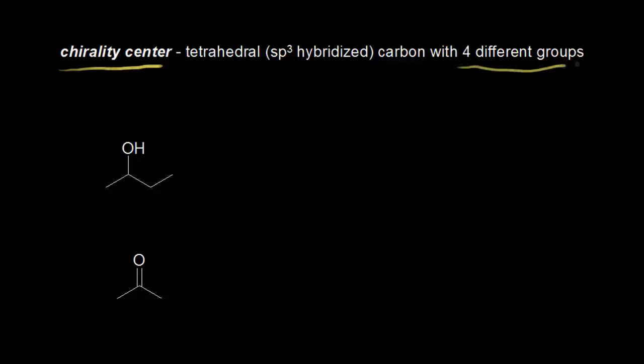Let's look for some chirality centers in these molecules, and we'll start with this alcohol here. I'm going to redraw this and draw out all of the atoms. We have 4 carbons. The carbon on the left has 3 hydrogens attached to it, so there's no way that's a chirality center. I need 4 different groups, and I have 3 of the same thing on that carbon. So that one is not one.